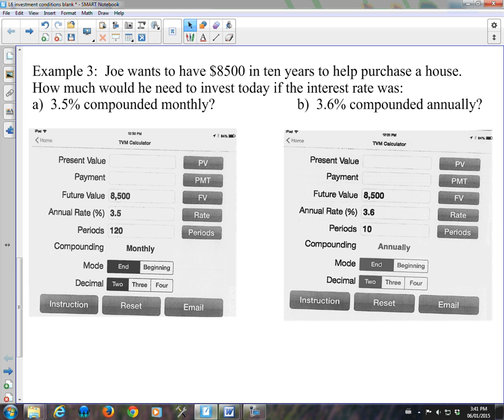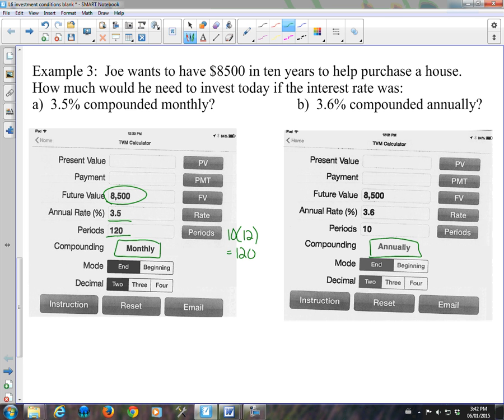Joe wants to have $8,500 in 10 years to help purchase a house. How much would he need to invest today if the interest rate was 3.5% compounded monthly? So his future value is $8,500. Interest rate, he wants to have that in 10 years compounded monthly. So 10 times 12 is 120, and compounding monthly. So enter those numbers in your calculator and get an answer, and do the same for the other one, 3.6% annually. So the difference is compounding is annually, which means your periods would only be 10.